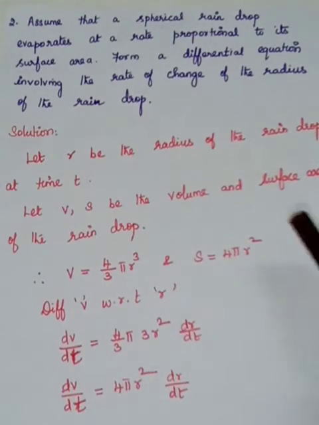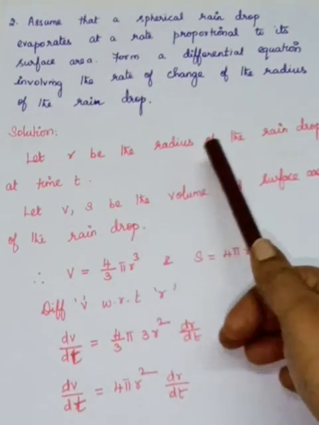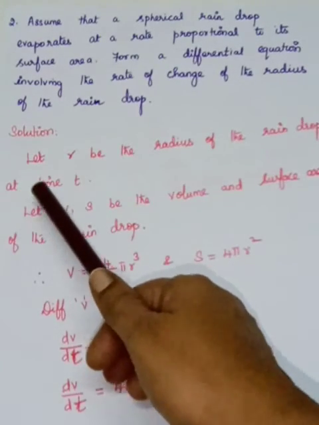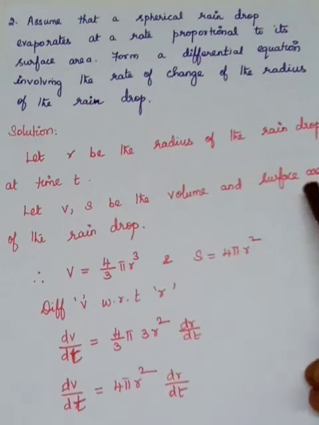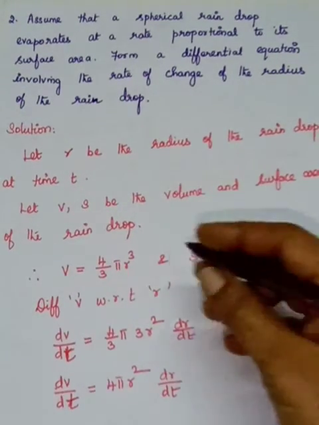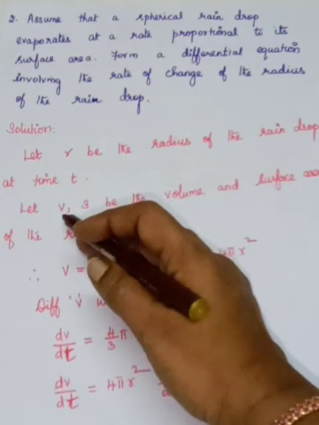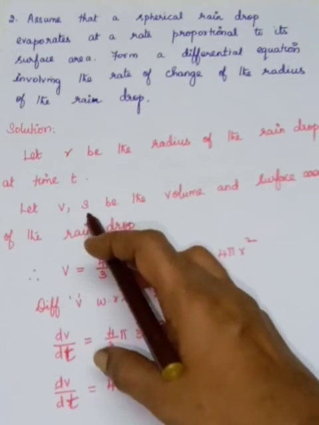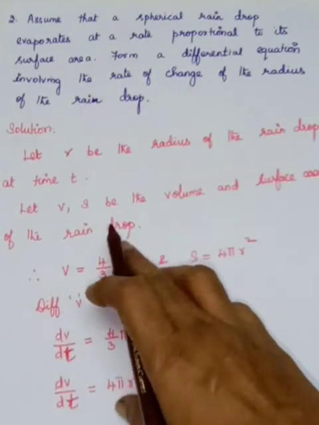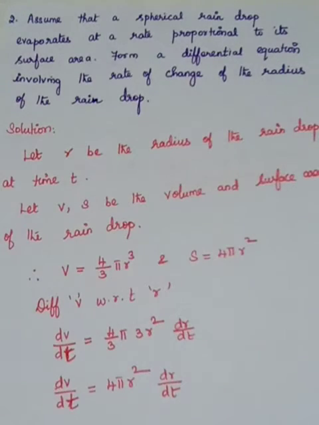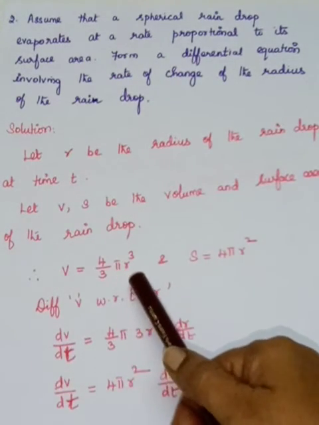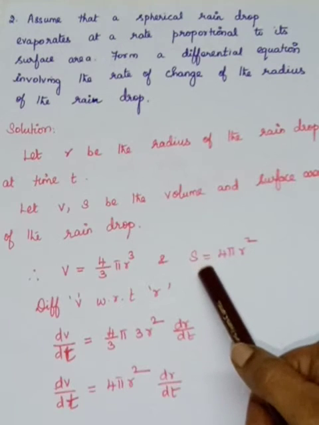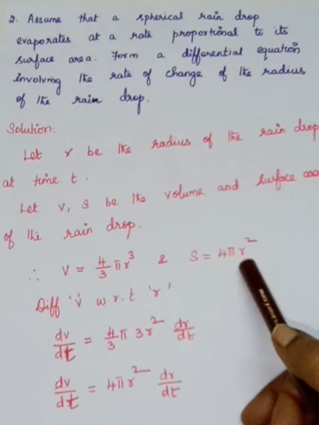So first I'll denote, let r be the radius of the raindrop at time t, and V be the volume, and surface area is nothing but S. V be the volume of the raindrop and S be the surface area of the raindrop. So raindrop is in the shape of sphere. So therefore volume of the sphere is 4 by 3 pi r cube, and the surface area of the sphere is 4 pi r squared.